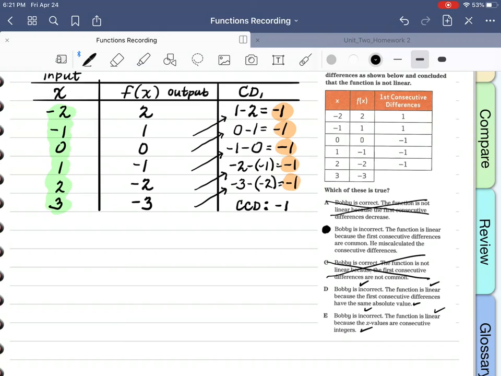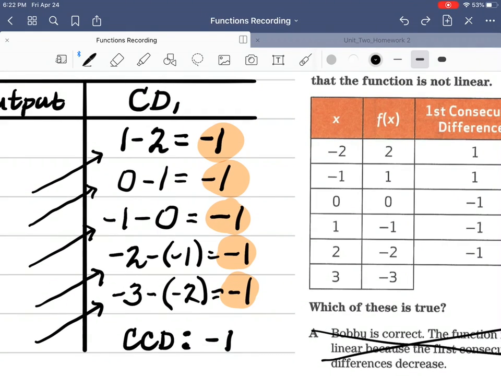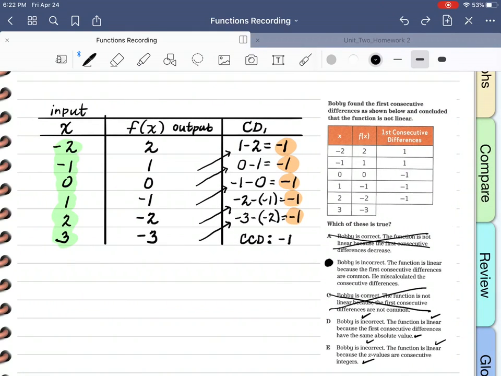But again, that has nothing to do with that commonality. The common consecutive difference is what we're looking for. And Bobby missed this problem because he miscalculated right there. There's a problem with his math. This one's a little bit tricky because D and E technically have true information, but that's not what defines a linear function. The linear function is defined right there. As long as those values are the same, we're in good shape. And he just did the math wrong.